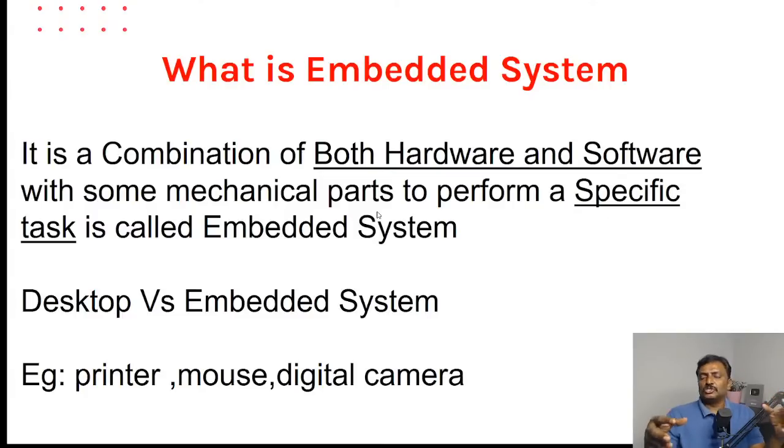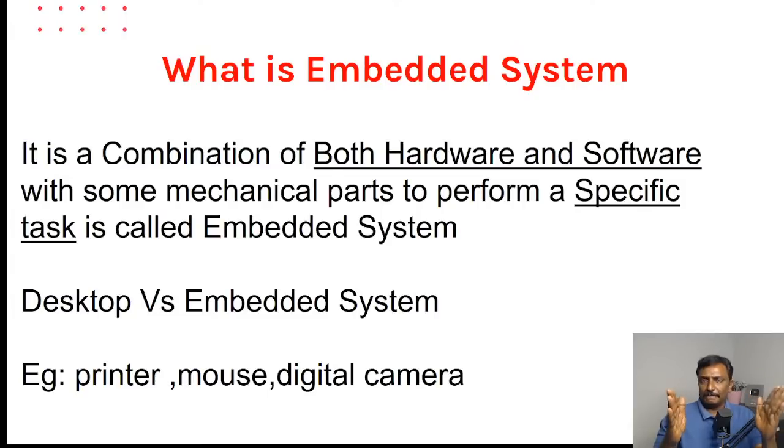Let's start the session. So what is an embedded system? An embedded system is a combination of both hardware and software with some mechanical parts to perform a specific task. For example, if you take a personal computer or mobile phone, it is not an embedded system. It is a general purpose system. An embedded system is a system which performs only a specific task. For example, a printer, mouse, and digital camera. These are all examples of embedded systems.